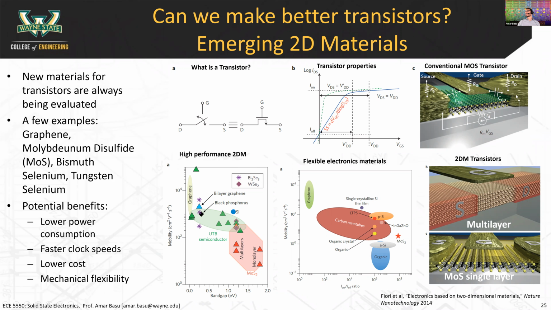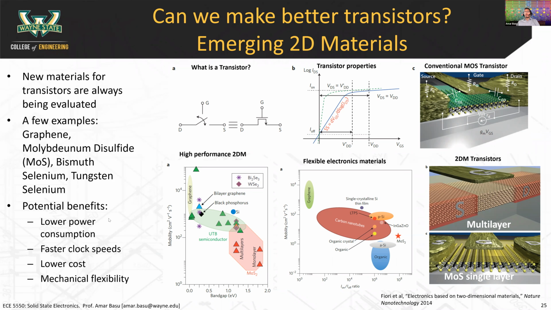So this is what a conventional MOS transistor looks like. Some of the 2D electronic material transistors look more like this. A single layer transistor has literally a single layer of atoms between the source and the drain, and that's basically the farthest you can go with traditional transistor designs.